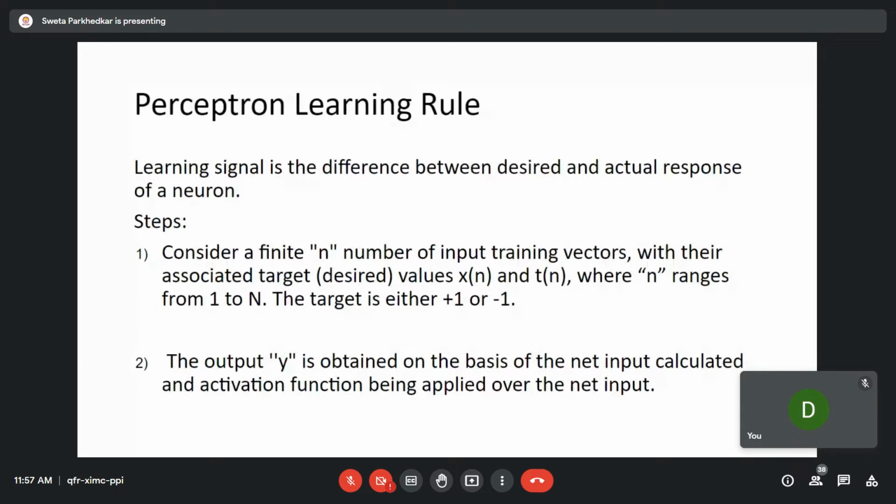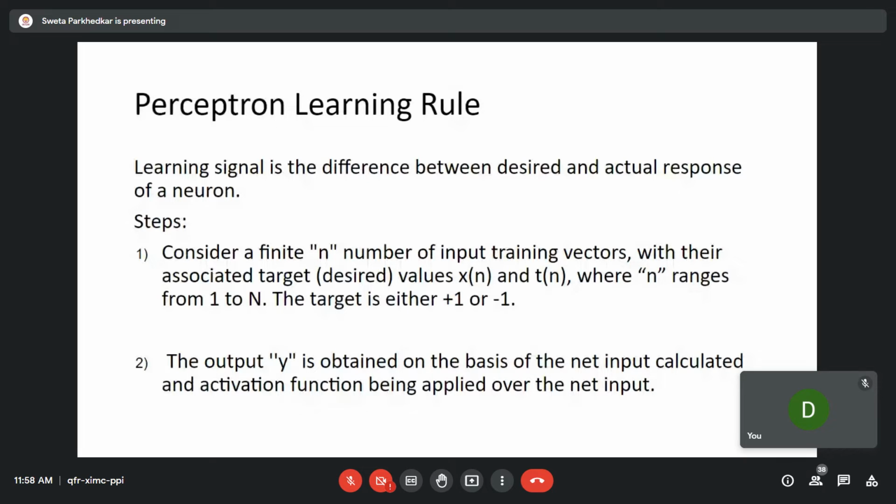So the number of input training vectors, you can range it from 1 to capital N. The target is either +1 or -1. So you need to set a target either positive or negative. Then the output Y is obtained on the basis of net input calculated. So how did we calculate the net input yesterday? Summation of xi into wi. We multiplied, or the weighted sum we have taken, to calculate the net input.